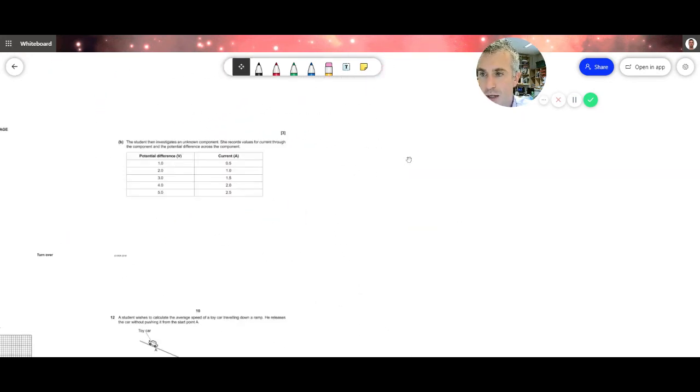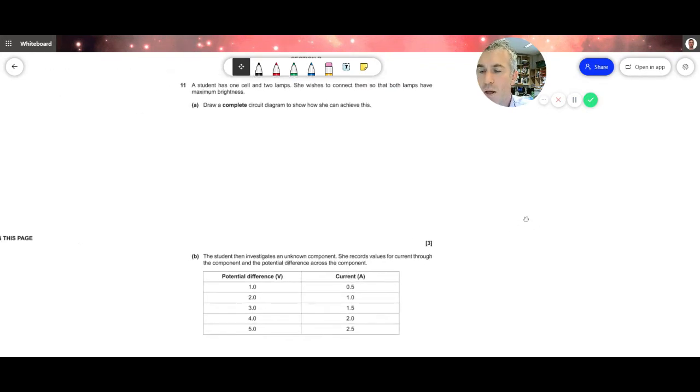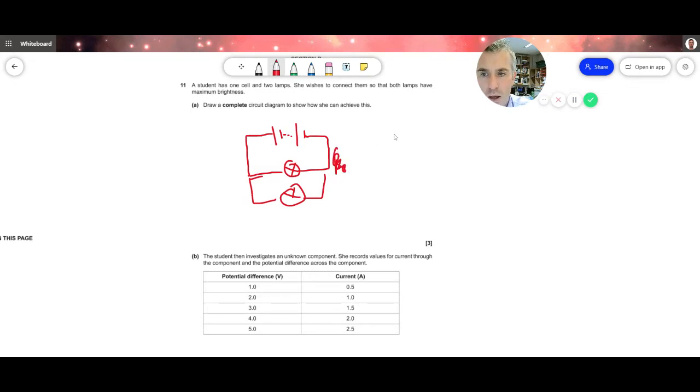Okay, let's move on to the next question. A student has 2 lamps. She wishes to connect them both so both lamps have maximum brightness. Draw a complete circuit diagram. Let's give it a cell, a battery. We don't need an ammeter and voltmeter. So 1 lamp and 2 lamps. So basically they are not in series.